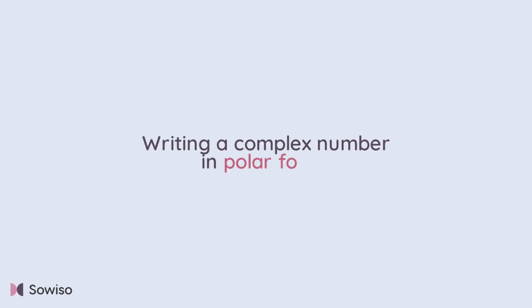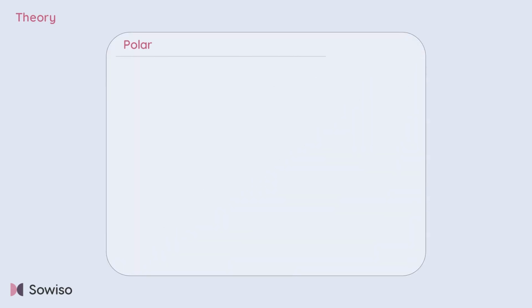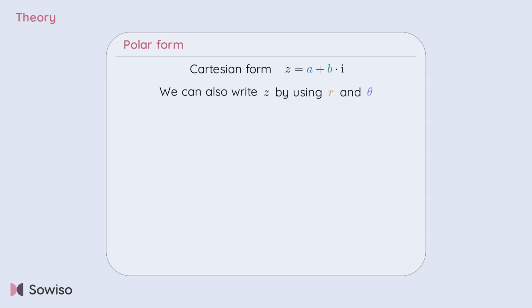This video shows how to write a complex number in polar form. We have seen the Cartesian form, which is a plus b times i. We can also write this complex number using r and theta. r is the norm of z and is always greater than 0. Theta is the angle that the position vector of z makes with the positive real axis.